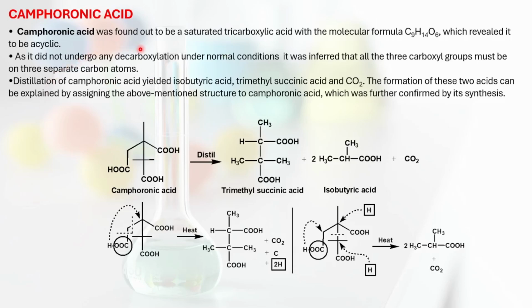Camphoronic acid was found to be a saturated tricarboxylic acid. Here you can see the structure with the molecular formula C9H14O6, which revealed it to be acyclic. Here is an acyclic compound, and it didn't undergo any decarboxylation under normal conditions.